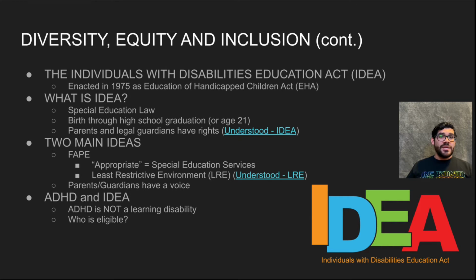What does it do? Well, IDEA places two big responsibilities on states and their public schools. FAPE, or the Free and Appropriate Public Education, and schools have to give parents a voice in their child's education. Now, under IDEA, appropriate means providing special education services to meet a child's unique needs.